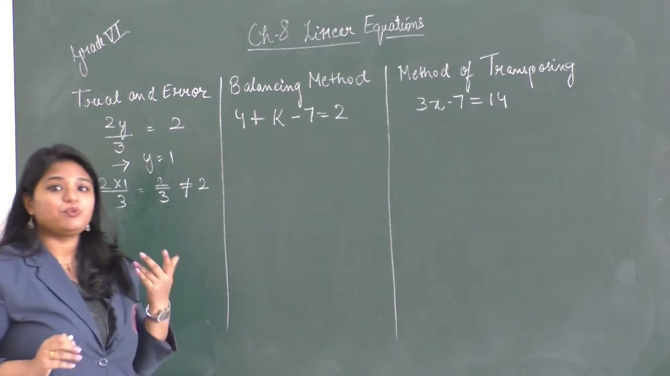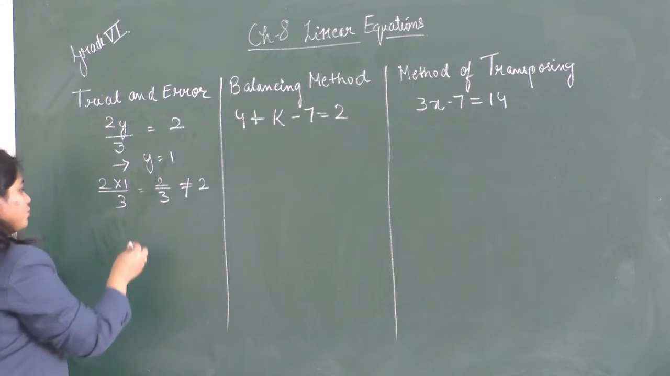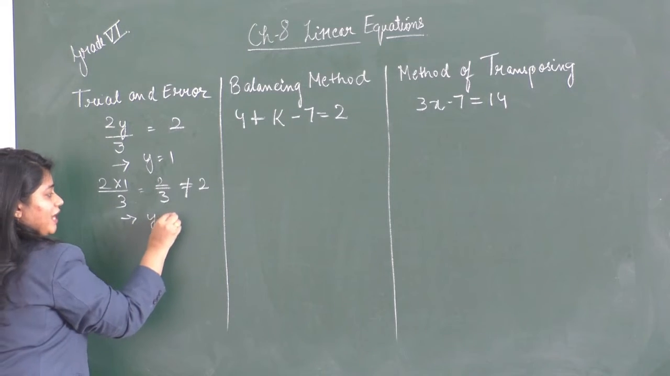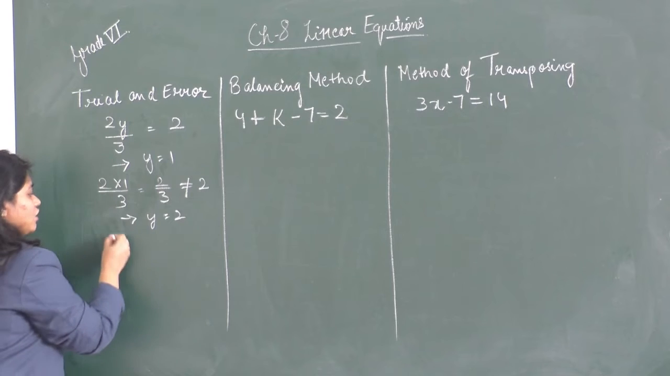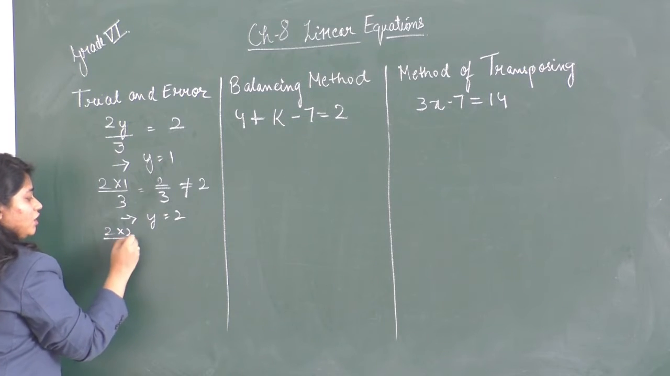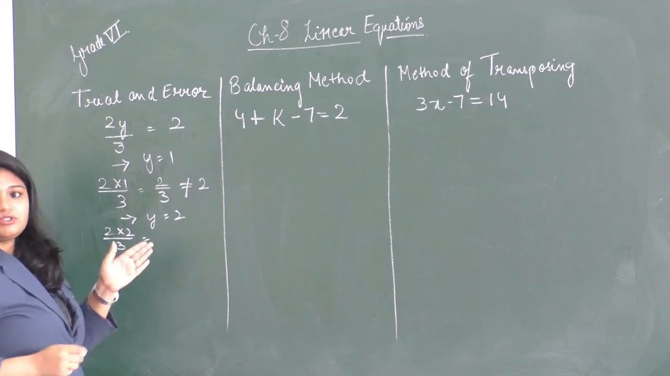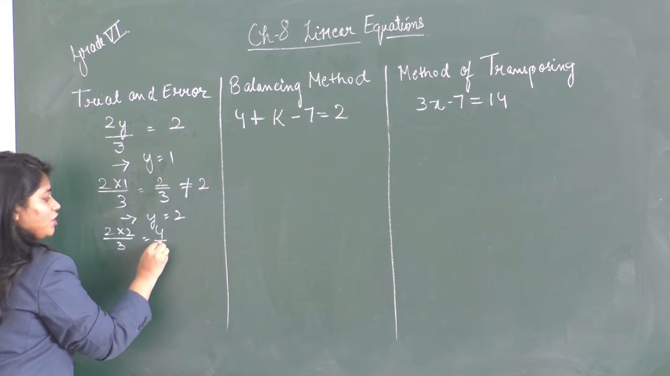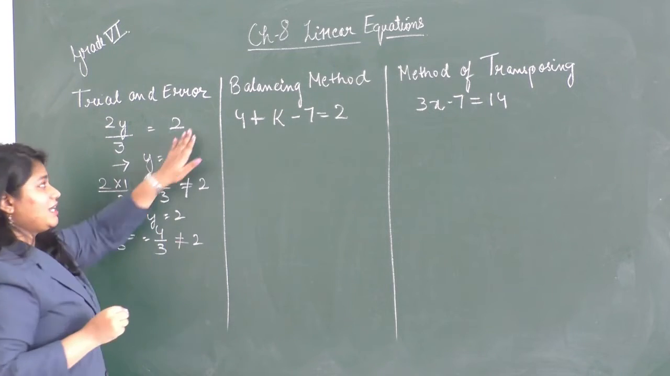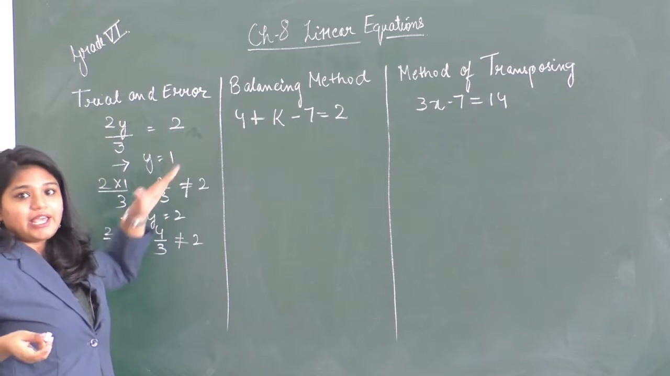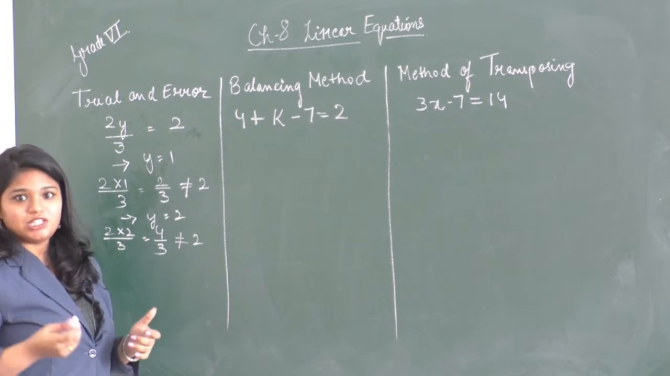Now let's substitute the value of y as 2. So y is equal to 2. Let's substitute the value in the LHS. So 2 into 2 upon 3. So 2 into 2 is 4. So 4 upon 3 is not equal to the RHS, that is 2. So that means again y equals 2 is not the solution.